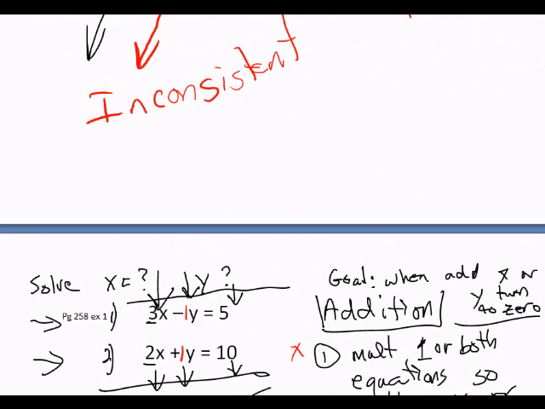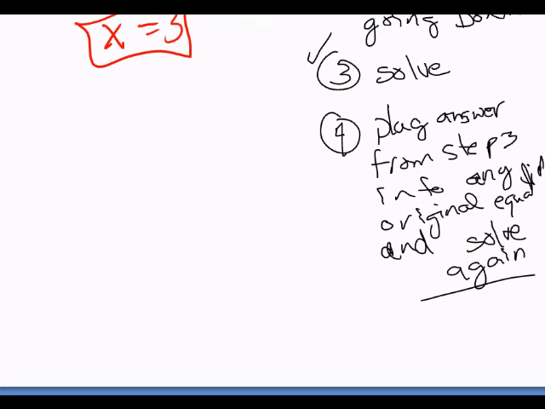So 5x equals 15. We divide both sides by 5, and x equals 3. Now, we got one answer, but see, up here we're trying to find x and y. We found x, but we need to find y now. Now, let's see the next step.